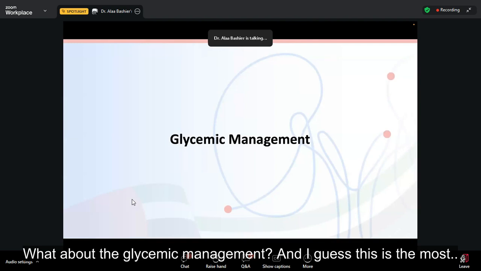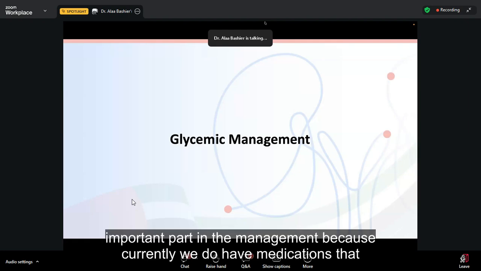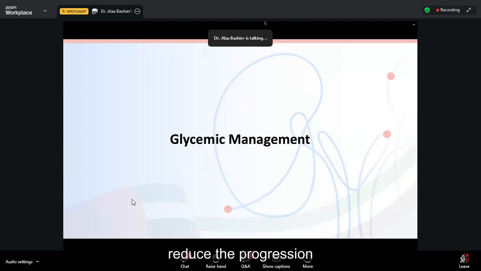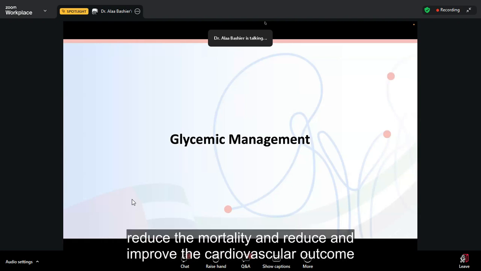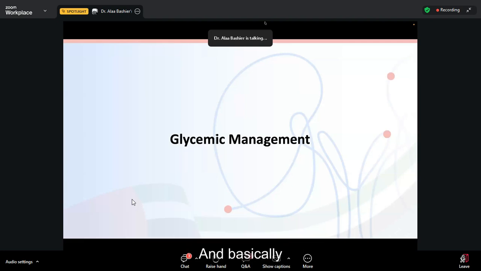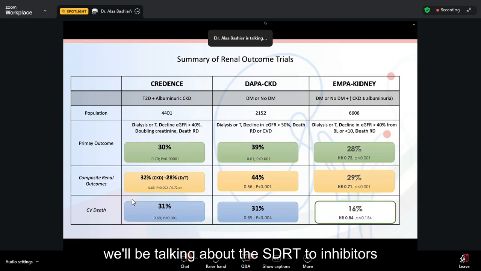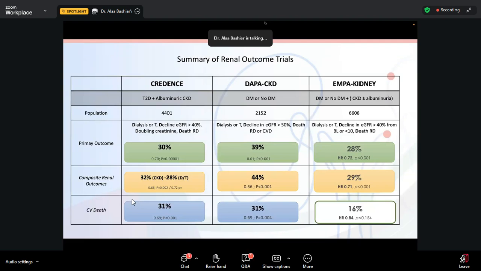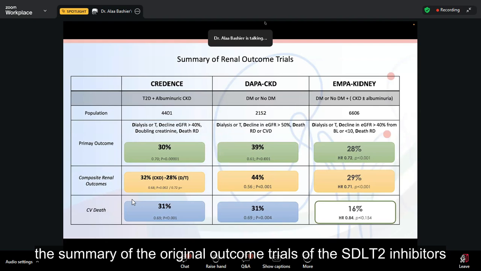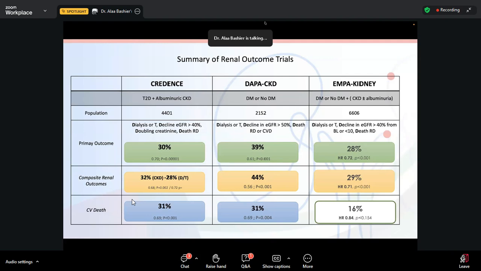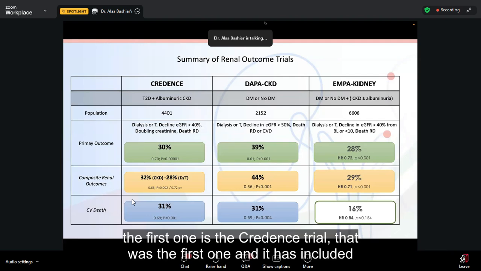What about the glycemic management? And I guess this is the most important part in the management, because currently we do have medications that actually reduce the progression, reduce the mortality, and improve the cardiovascular outcome in those patients. Basically, we'll be talking about the SGLT2 inhibitors. If you look at the summary of the renal outcome trials of the SGLT2 inhibitors, we have 3 main trials. The first one is the CREDENCE trial.